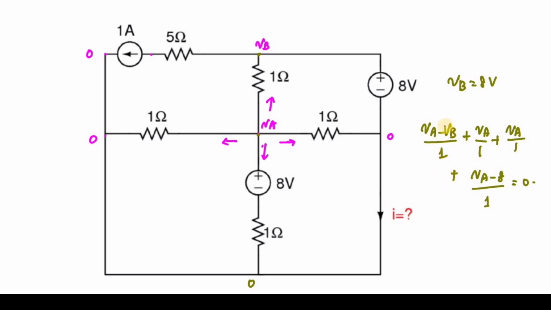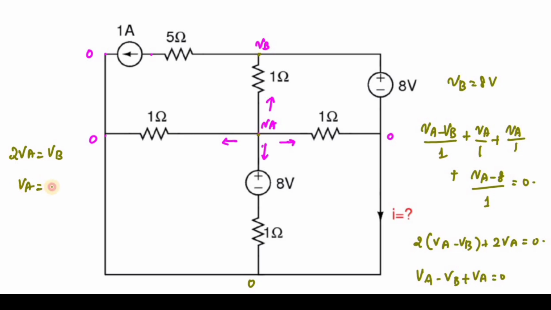So if I substitute VB is equal to 8 volt, I will get 2 into VA minus VB plus 2 VA, that is equal to 0. So VA minus VB plus VA is equal to 0. So 2 VA is equal to VB, where VB is 8 volt, so VA is equal to 4 volt.